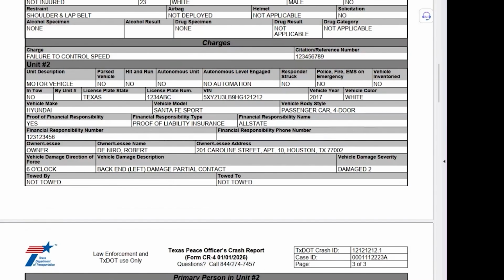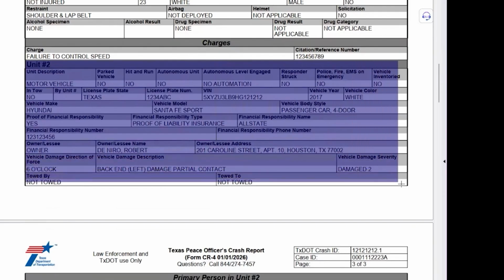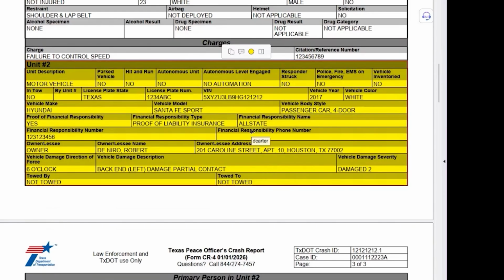So kind of similar to what the officer did for Unit 1, which was our black Avalon, driven by Mark Wahlberg. We've got Unit 2, which was the other vehicle involved. And just same kind of thing, just different vehicle this time. We know that this one is a white-colored 2017 Hyundai Santa Fe Sport.